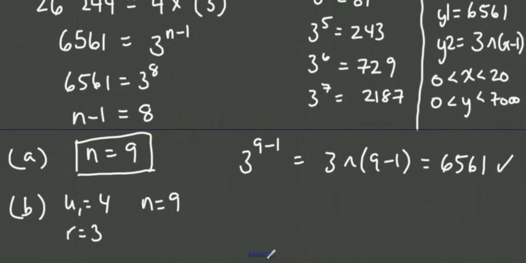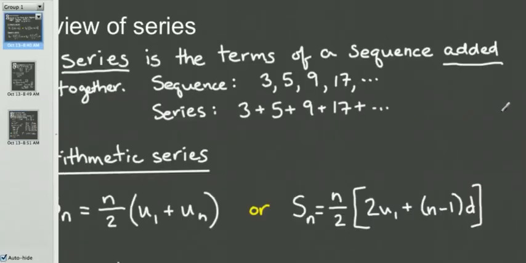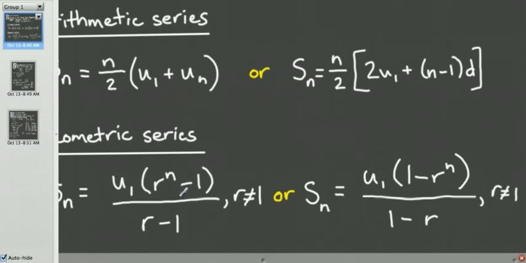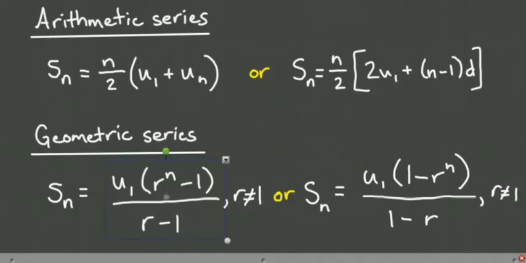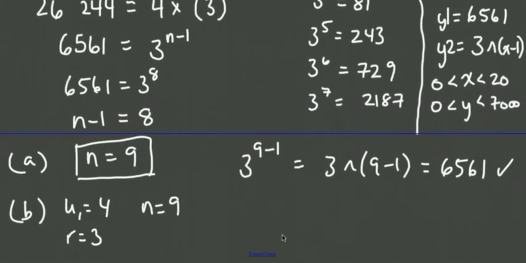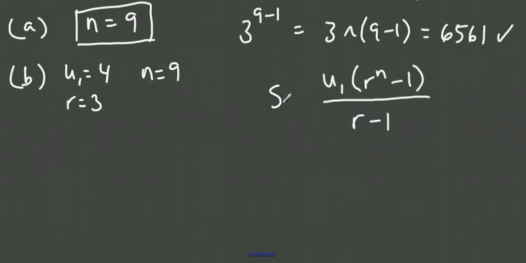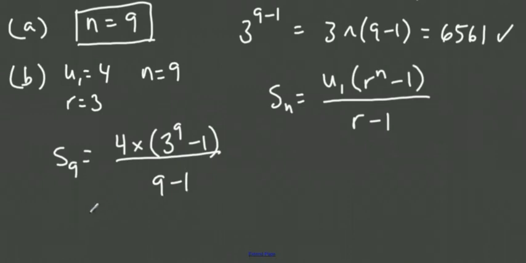Okay, let's go back to part B. So I need the formula for the sum of a geometric series. So we're going to go back to this page and go down and take this formula first. Okay, and let's put it in here so we can see it. Oops, I didn't have the S of n attached there, so let's put that back on. So we need our first term, S of, in this case, 9 terms. The sum of all the terms we were given is 4 times 3 to the 9 minus 1 over 9 minus 1.